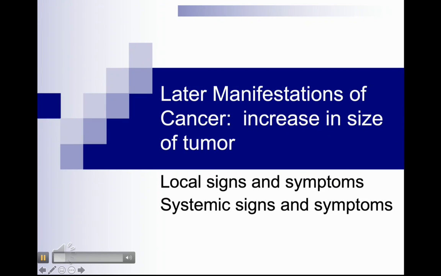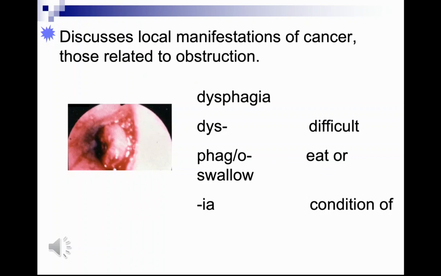Later manifestations of cancer are based on the increase in size of the tumor, and there can be local signs and symptoms or systemic signs and symptoms. Local signs and symptoms, local manifestations, are often those related to obstruction.